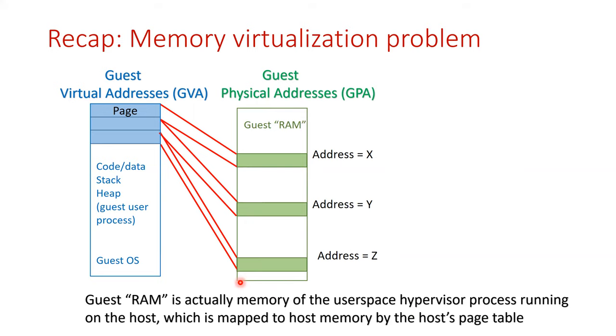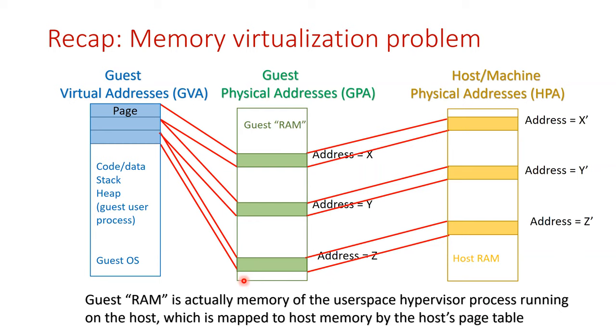Rather, this is mapped by the host page table. So this guest RAM is also divided into pages and is mapped to different physical frames in the host RAM. This is the host or the machine physical address space. Here, the guest RAM is mapped into different locations in the host physical address space. So you have guest virtual addresses, guest physical addresses, and host physical addresses, right? So you need to translate from here to here.